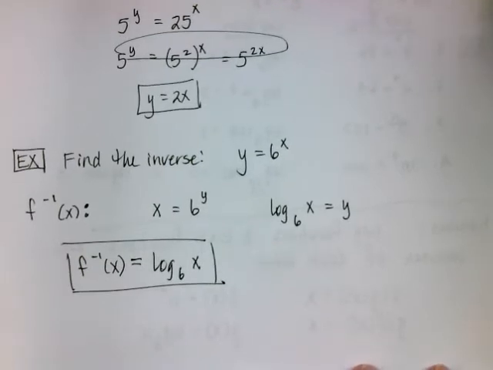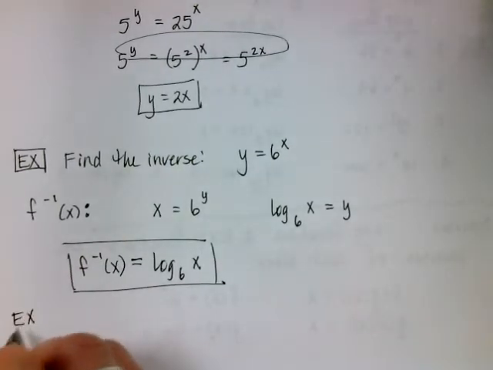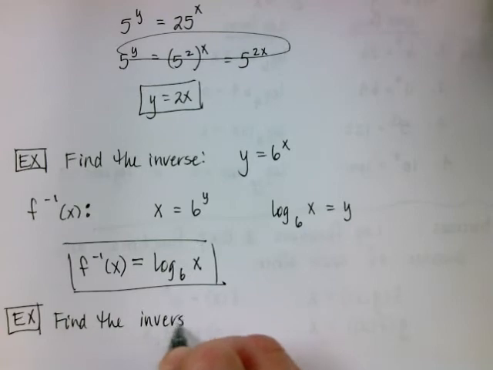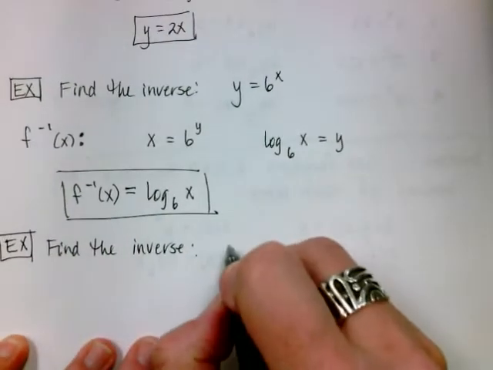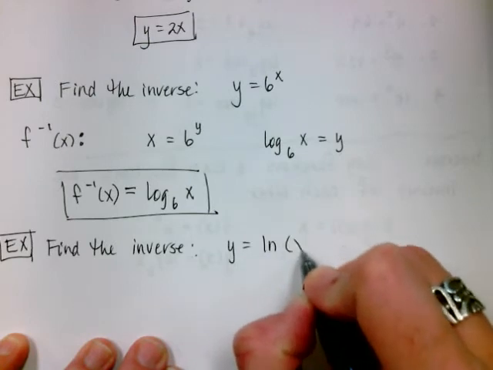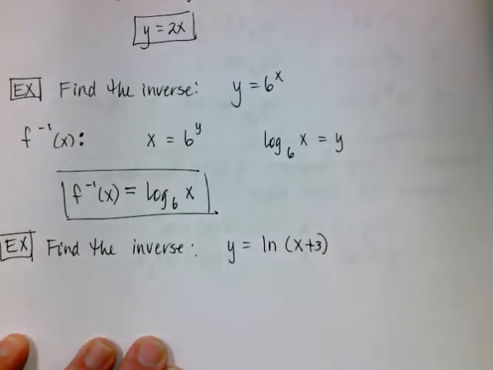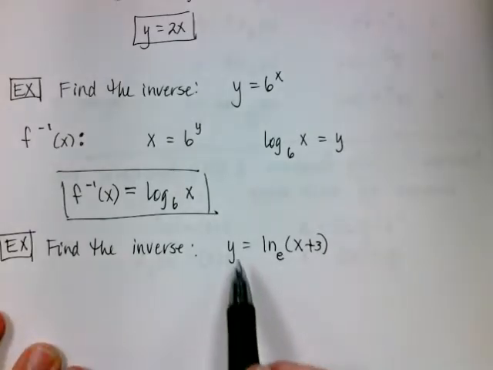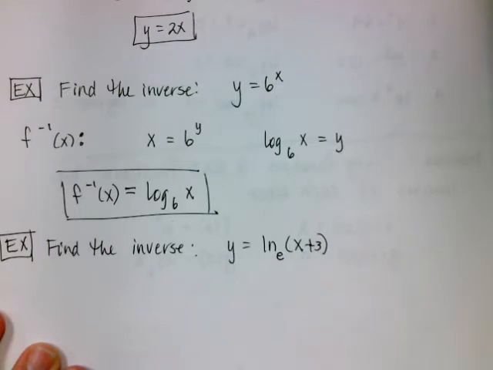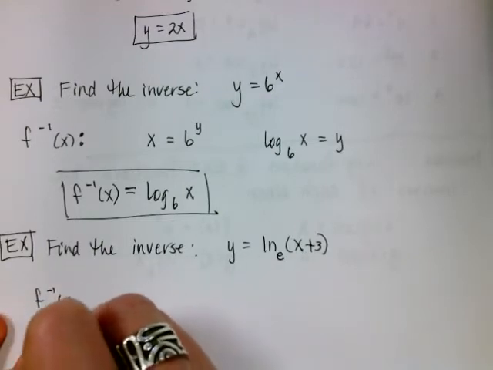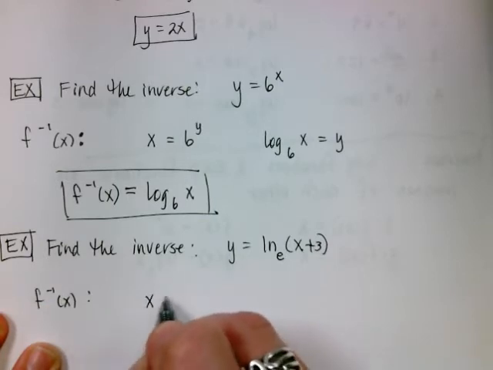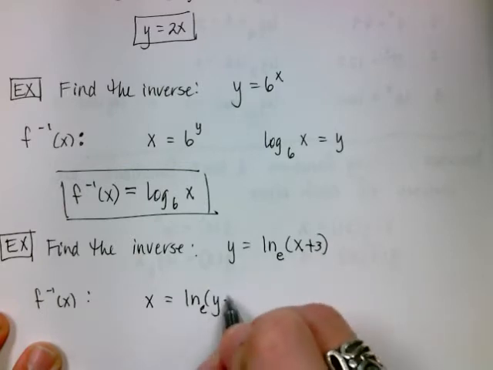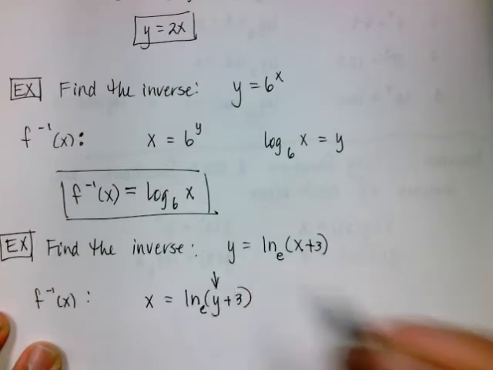I'm going to do a couple more examples of finding the inverse. In the next one, I'm given y is equal to the natural log of x plus 3, and I want to find the inverse. Remember, even though it's not written, the base is e. So I'm going to flip-flop my x and y, solve for y. I get x is equal to the natural log, and I'm going to write the base there so you can see it, of y plus 3. I need to solve for y.